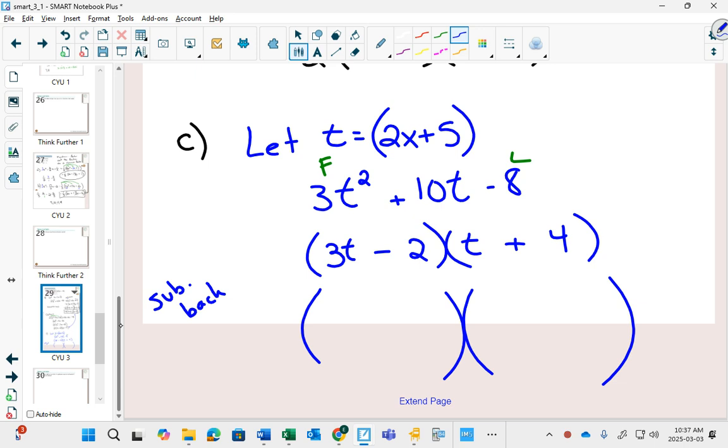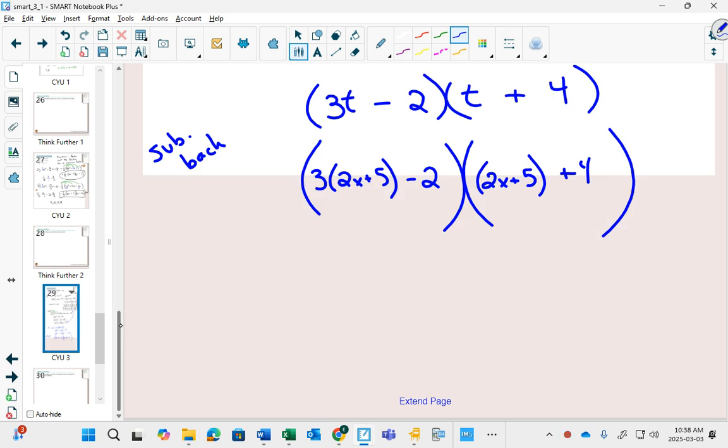When I substitute back, I change the size of my brackets. I have big brackets and littler brackets. So this will be 3, 2x plus 5 minus 2. And this one will be 2x plus 5 plus 4. If I distribute that 3, I'm going to get 6x plus 15 minus 2, plus 13. And here, 2x plus 9.